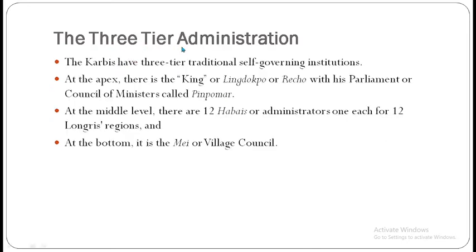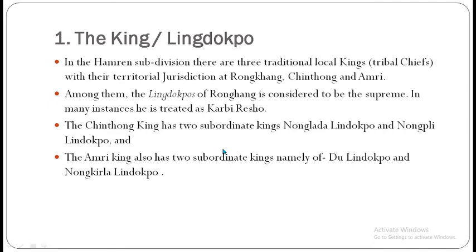Now let's look at the three-tier administration. The Karbis have three-tier traditional self-governing institutions. At the apex there is the king or Lindopa, as we have said. At the middle level there is Habai, and at the bottom we have the village council. Now first, the king or Lindopa.